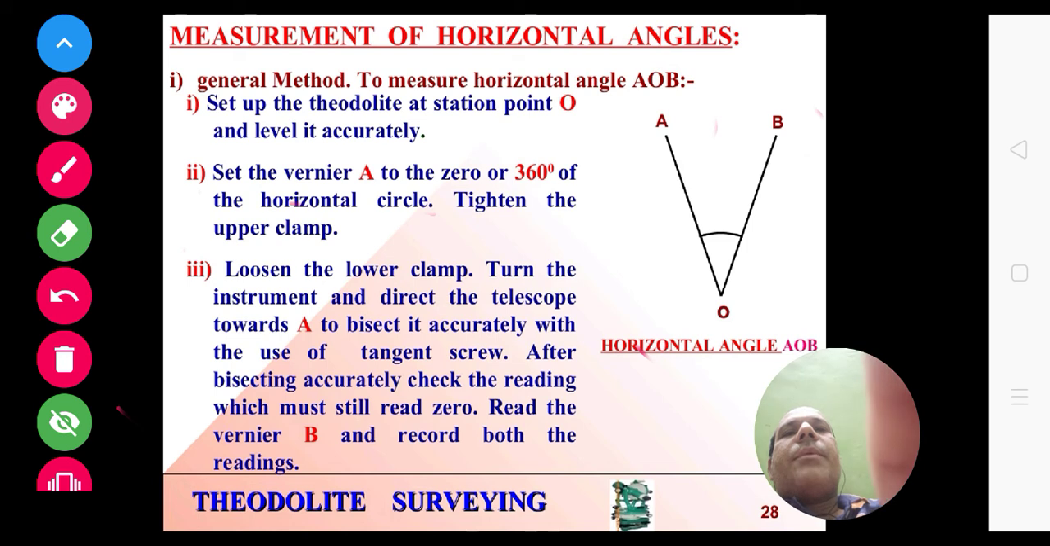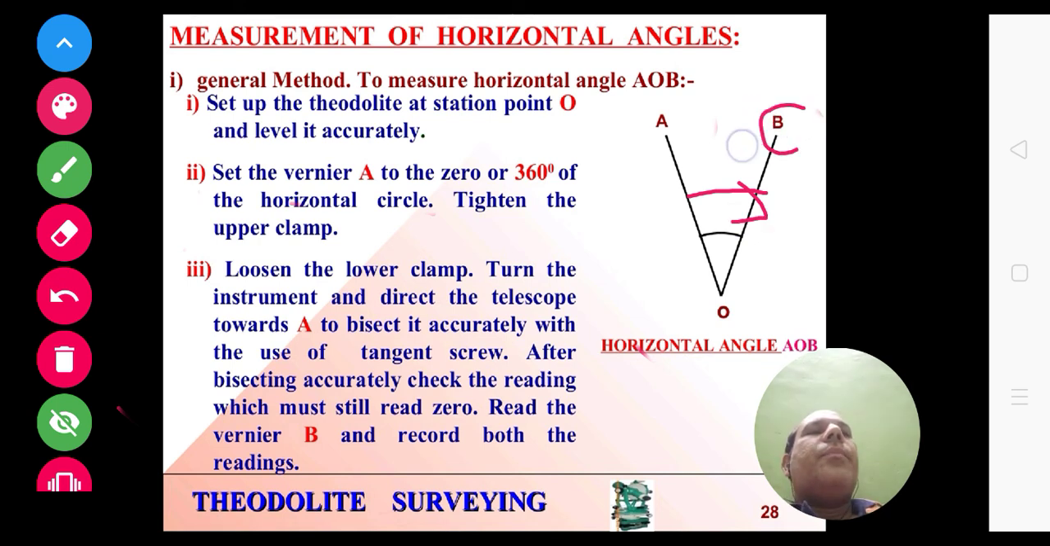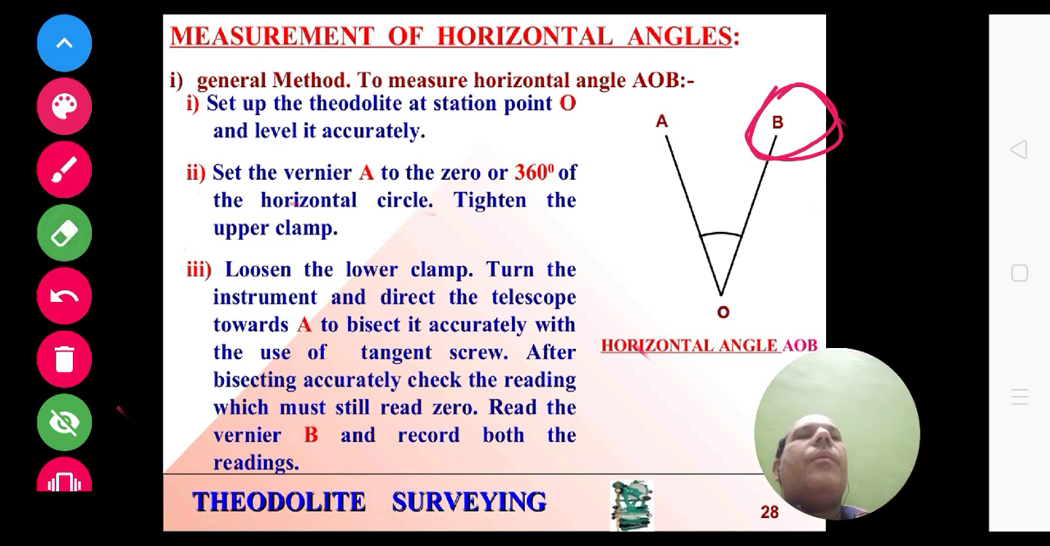Now the main thing: release the upper clamping screw, swing the telescope in a clockwise direction and bisect the ranging rod at B. As soon as the ranging rod at B is visible, clamp the upper clamping screw and, with its tangent screw, finally bisect the ranging rod at B. Then observe the vernier A and B readings and note them down.